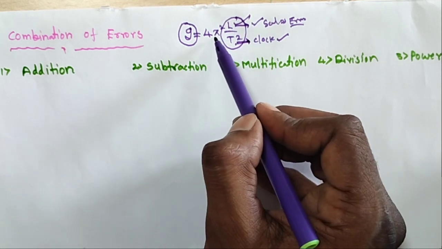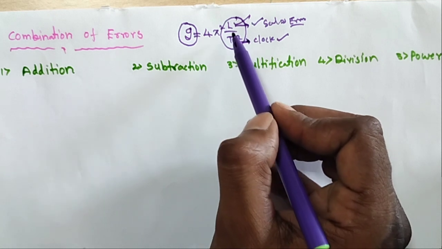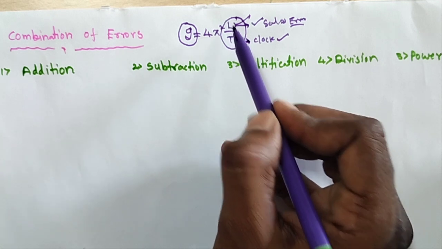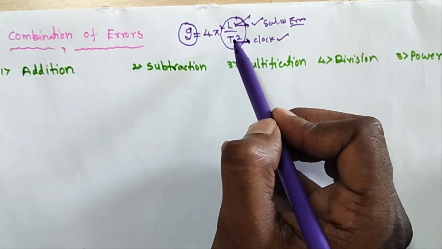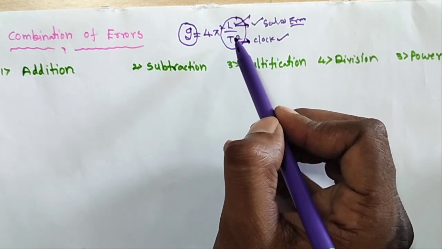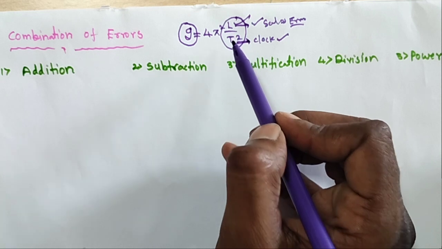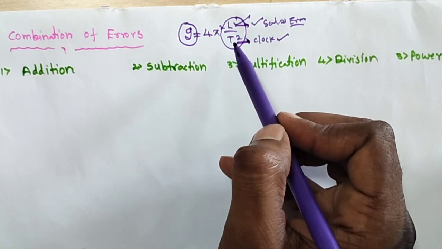Here g is equal to 4 pi square L by T square. In this equation, L is one and T is another physical quantity. So this is L by T square. It's a combination. The error combination, this is called error combinations.